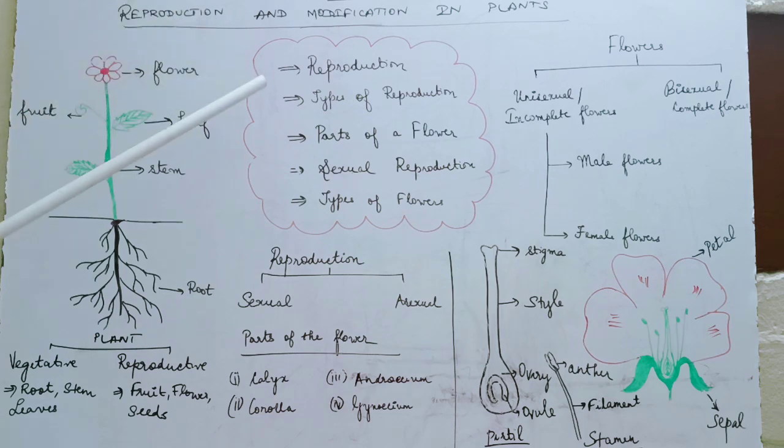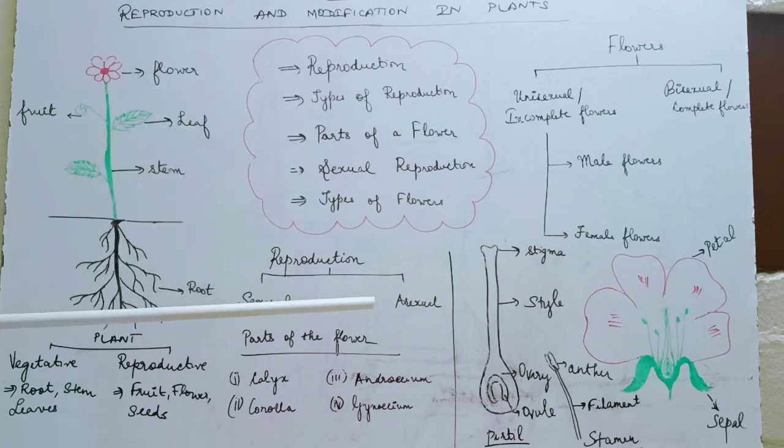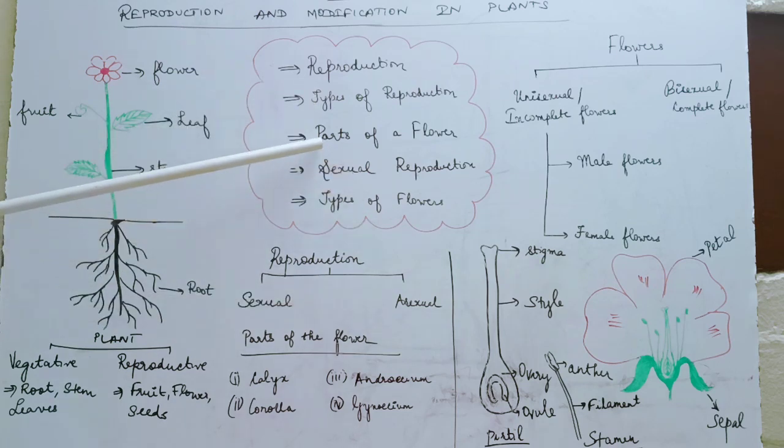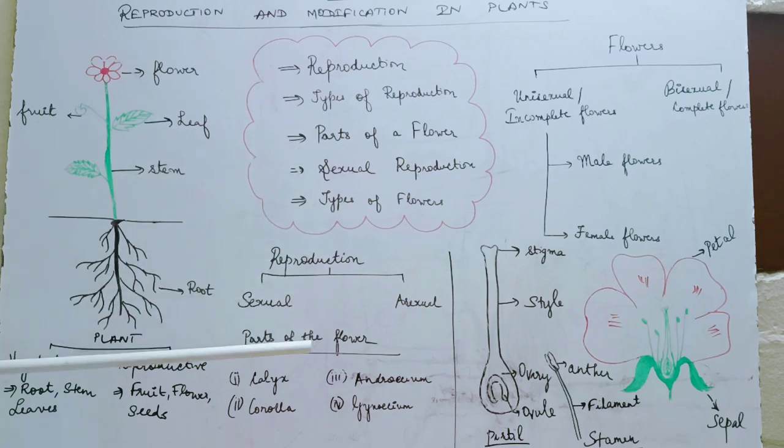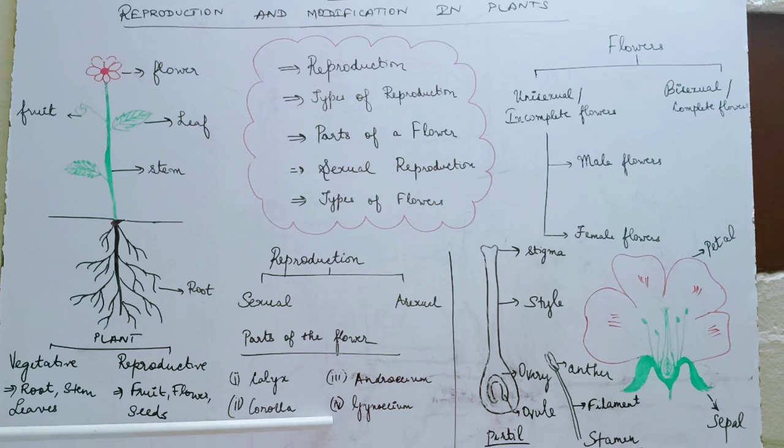First, reproduction. The process by which plants and animals produce young ones to increase their number is known as reproduction. Next, types of reproduction, that is sexual and asexual. Third one is the parts of a flower. There are four parts: calyx, corolla, androecium and gynoecium.